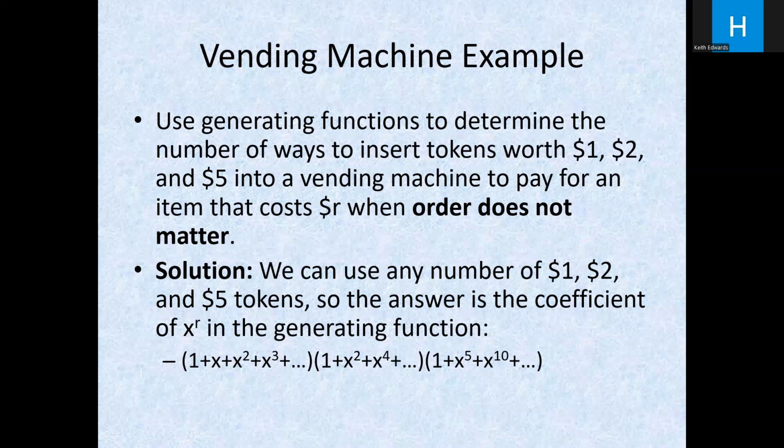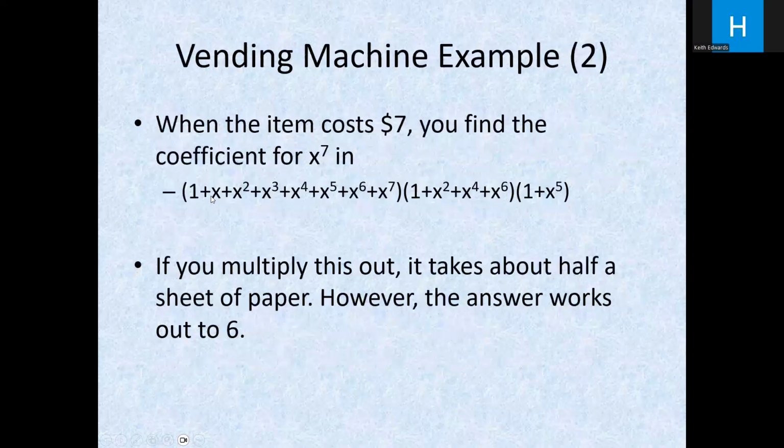Then we would have 1 plus x plus x cubed for the 1s, 1 plus x squared plus x to the 4th for the 2s, and 1 plus x to the 5th plus x to the 10th for the 5s. So when the item costs $7, obviously we're not going to insert more than $7 in ones, wouldn't insert $8 in twos because we'd have to give that back, and wouldn't insert more than $5 in fives.